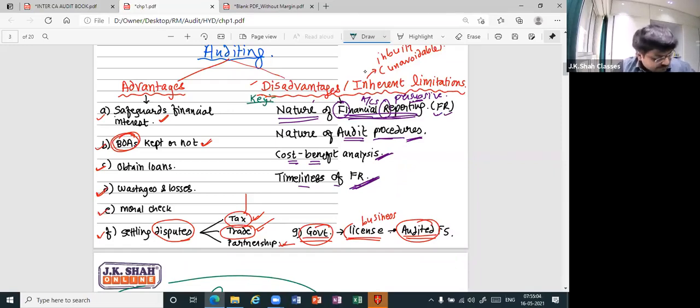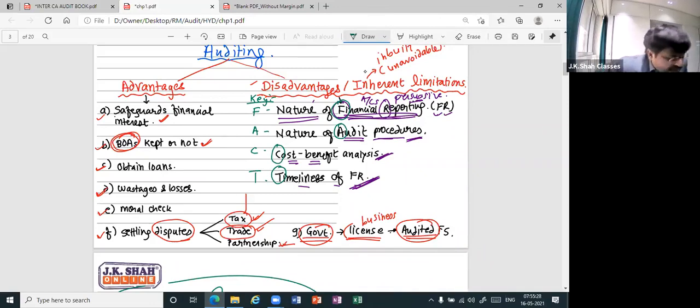The key is there is a limitation. It is a fact. FACT is the key. Now, how do you remember that? F stands for financial reporting, A stands for audit procedure, C stands for cost benefit analysis, and T stands for timeliness. So, are there inherent limitations of auditing? Yes, it is a fact. This is how we remember.